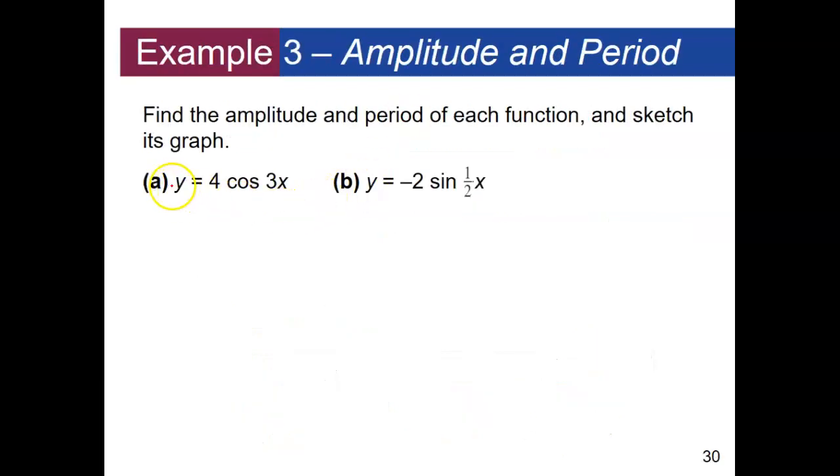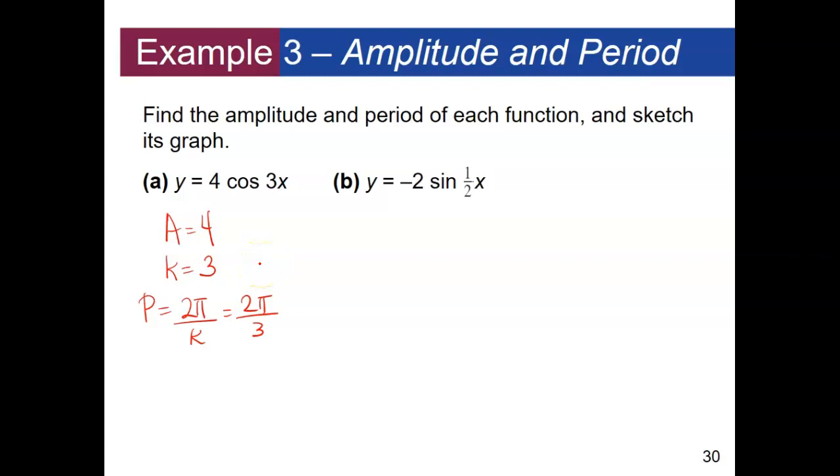If I look at this first one here, my amplitude, which is the first thing it's asking me to find, is the absolute value of 4, so that's just going to be 4. The k in this one is 3. So the period is going to be 2 pi over k, or 2 pi over 3.